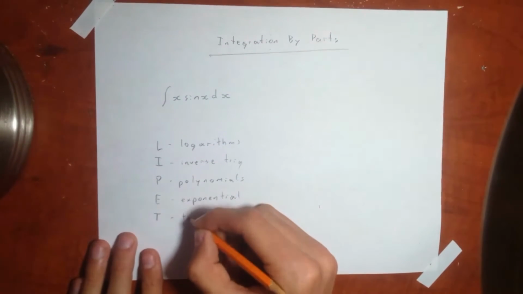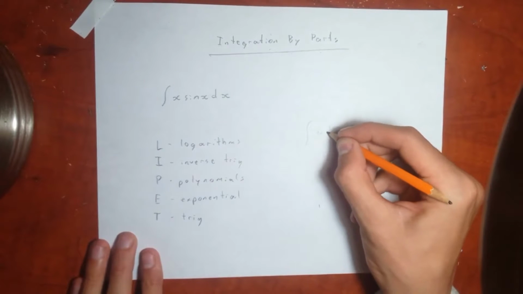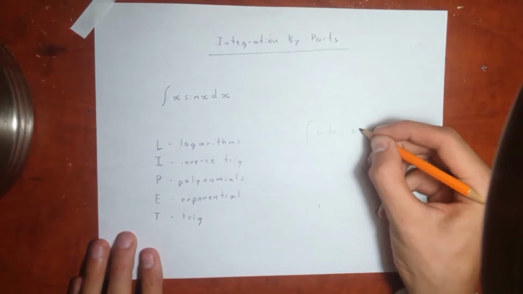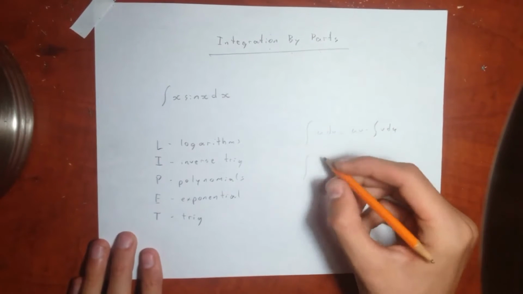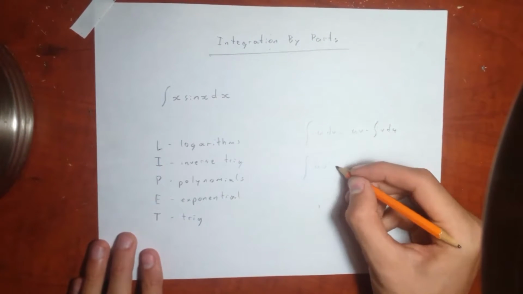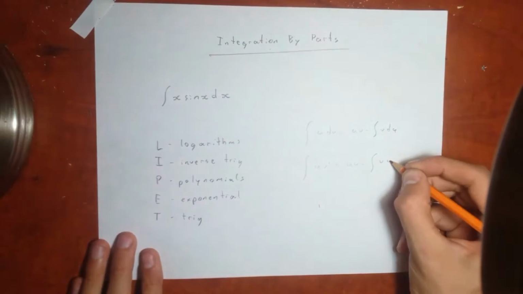Now, in integration by parts we use a formula, which is the integral of u dv equals uv minus the integral of v du, or the integral of uv prime equals uv minus the integral of vu prime.